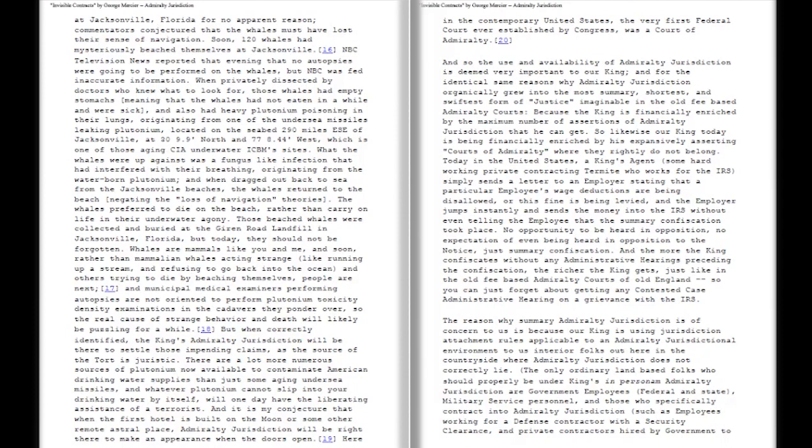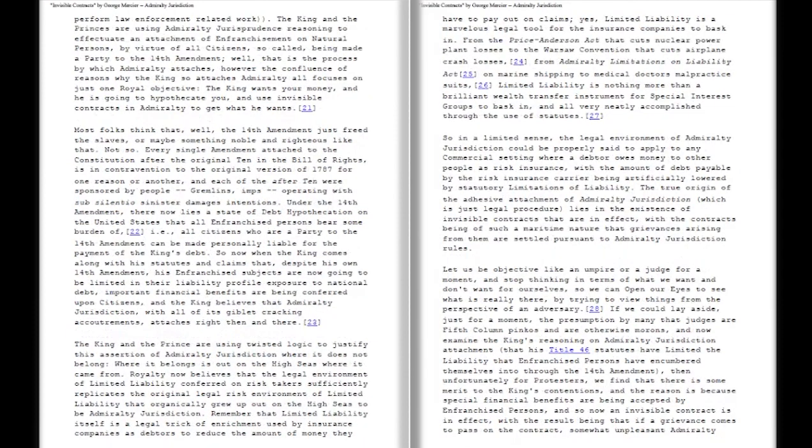The only ordinary land-based folks who should properly be under King's in person of Admiralty jurisdiction are government employees, federal and state military service personnel, and those who specifically contract into Admiralty jurisdiction, such as employees working for a defense contractor with a security clearance, and private contractors hired by government to perform law enforcement related work. The King and the princes are using Admiralty jurisprudence reasoning to effectuate an attachment of enfranchisement on natural persons, by virtue of all citizens, so-called, being made a party to the 14th Amendment. Well, that is the process by which Admiralty attaches.